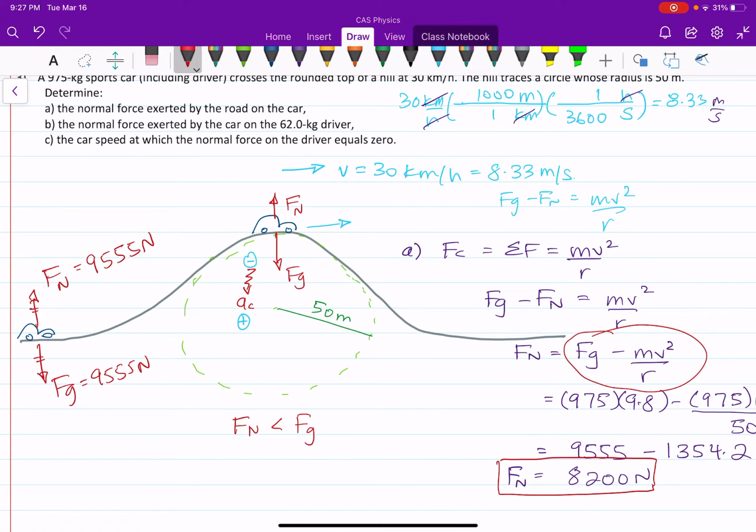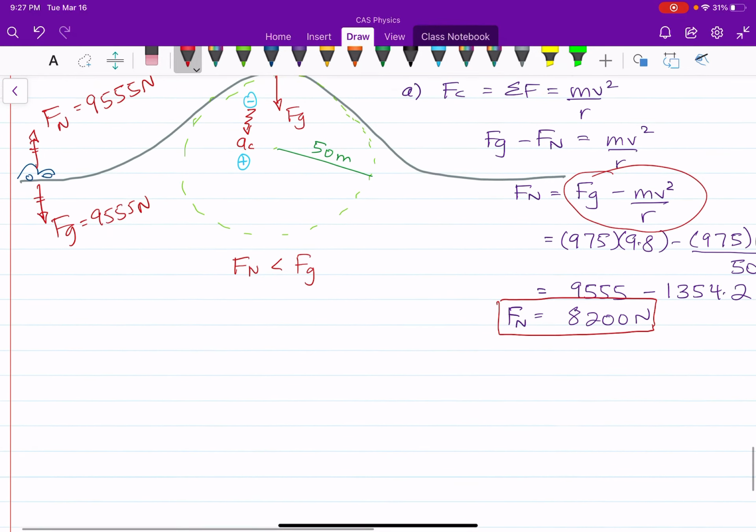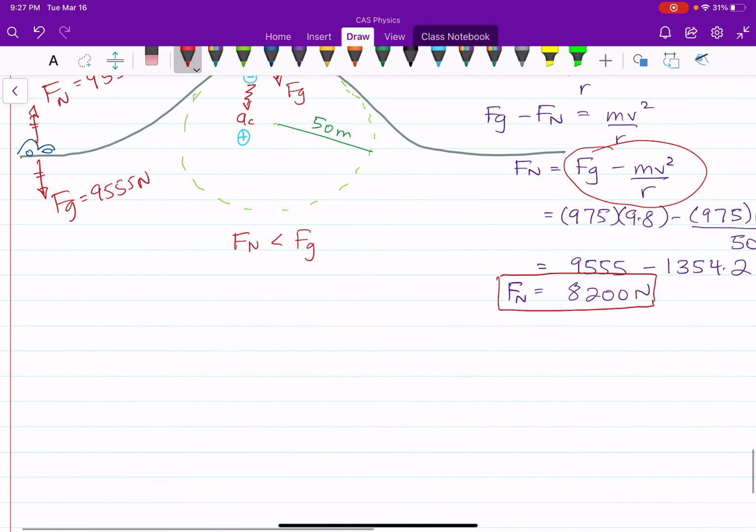Now, how about the actual driver of the car? How does his normal force, or her normal force, change? So for part B, you've got the seat, right? Let's say this is the seat of the car, and then you've got the driver sitting in the seat, driving the car. So in this case, it's the same question, it's just with a smaller mass.